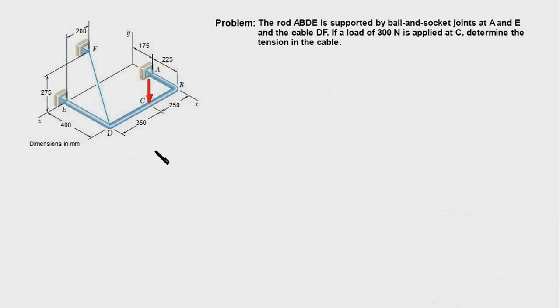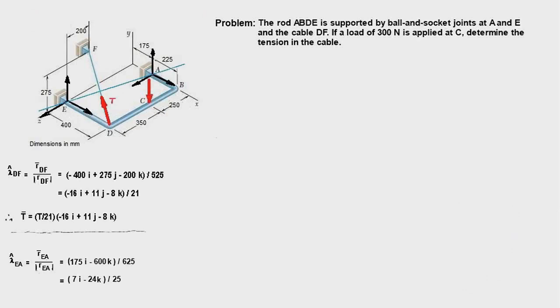So here is a problem that we have to solve. We have a rod ABDE which is supported by ball and socket joints at E and A. There is a cable DF and there is an external load of 300 newtons at point C, and we have to find the tension in this cable. The first step obviously would be to draw a FBD of this rod, and that will look like this. The tension force T would be pointing towards F.